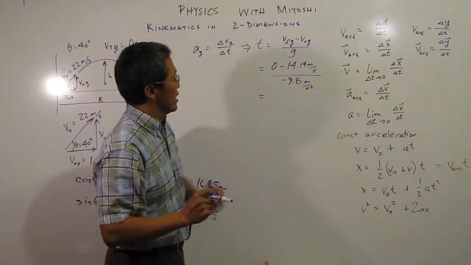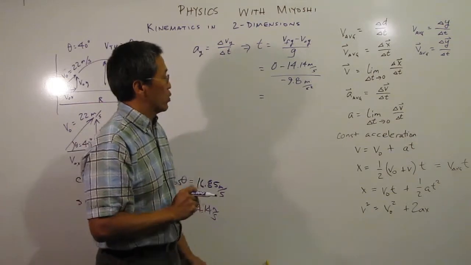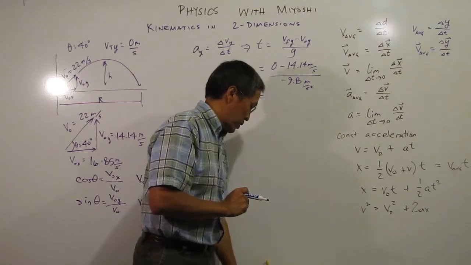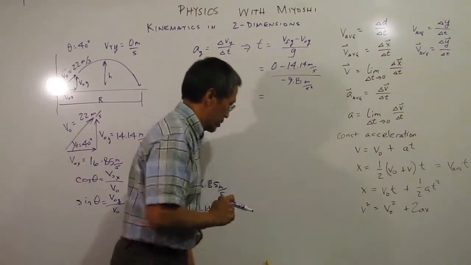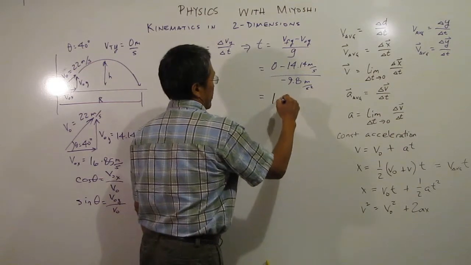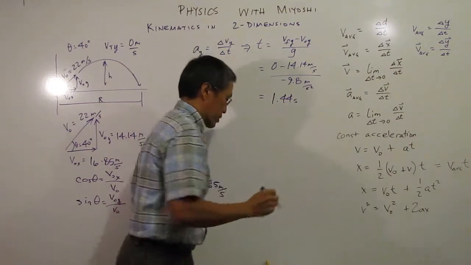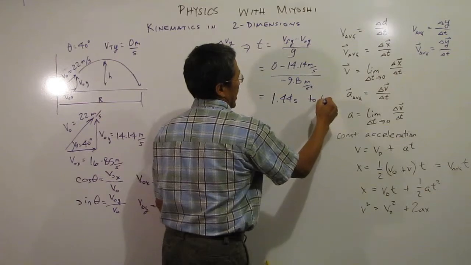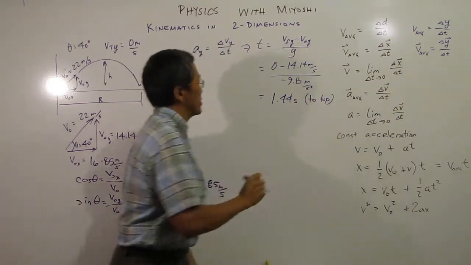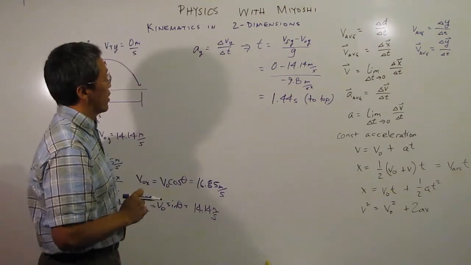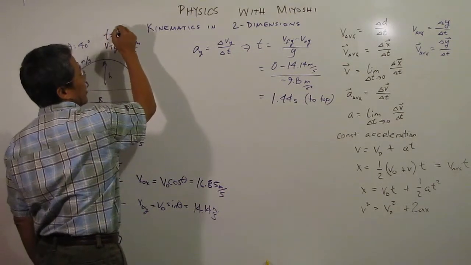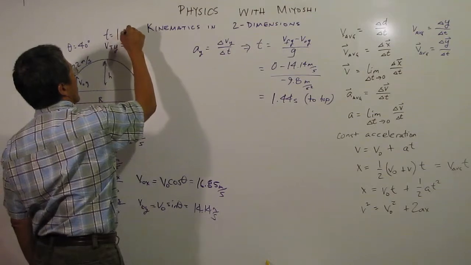Notice that the negative signs will give me a positive. Divide negative 1 by negative 1 to get positive 1. And I end up with my time is 1.44 seconds. Now that is just the time to the top, so I'll put that in parentheses just to remind myself. Okay? So that's just the time it takes to get to the top. T is 1.44 seconds.